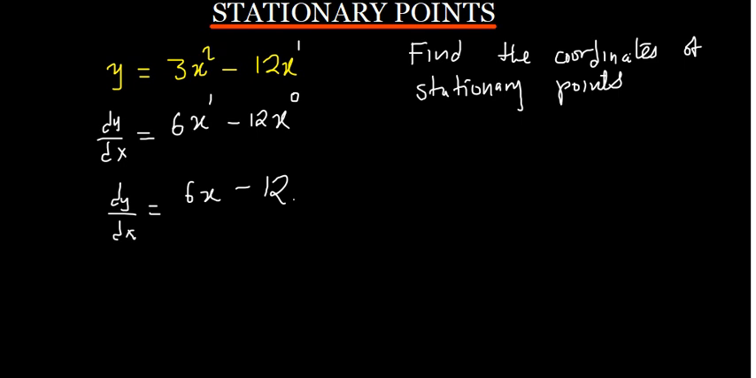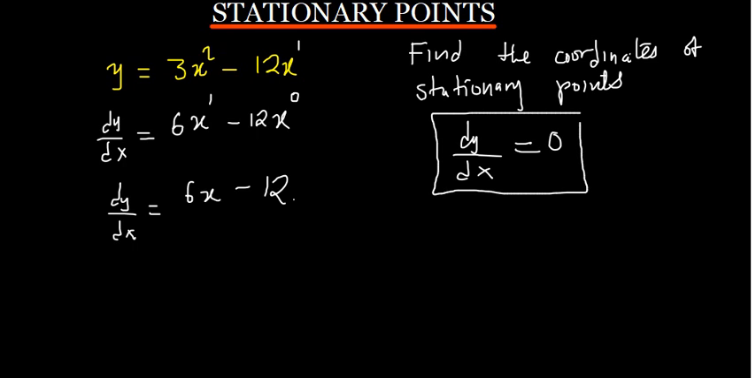Since we want to find the coordinates of the stationary point, this thing we are seeing here as dy over dx is what we call the gradient of a line. At stationary points, dy over dx is equal to 0. This is what we need to know. So where there is dy over dx, I'm going to put 0.